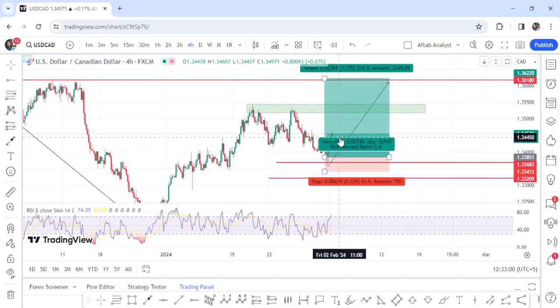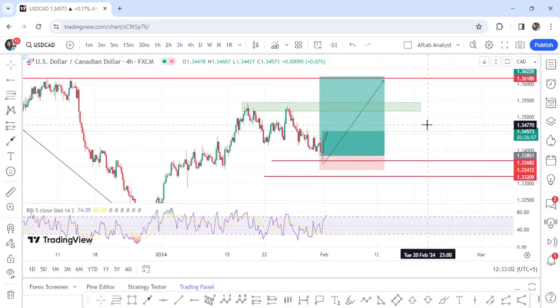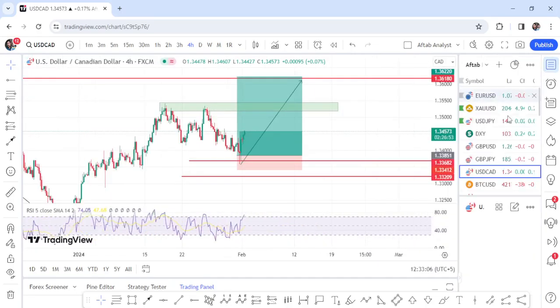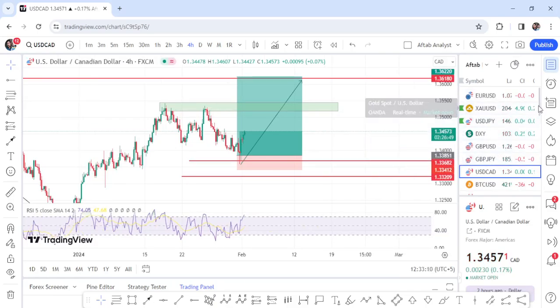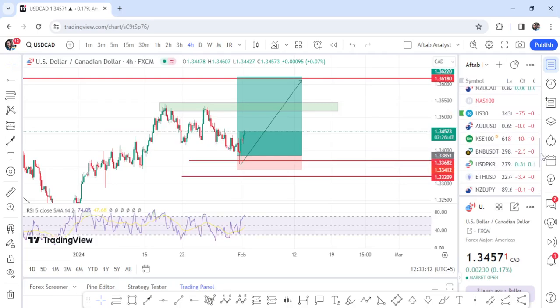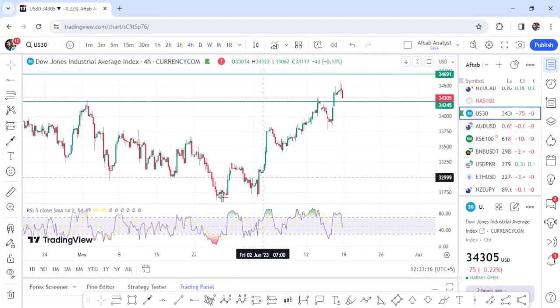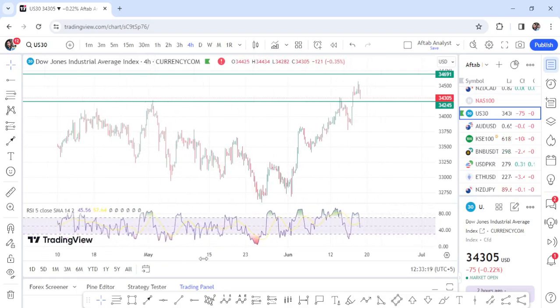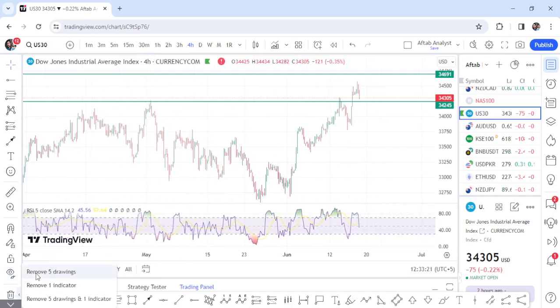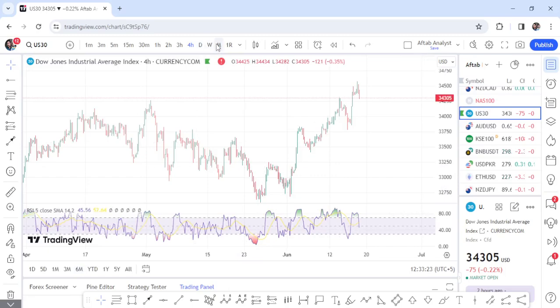So this is one trading setup that this particular strategy gave me. Now since I have a bit of time, let's quickly discuss some other pair. Most probably, let's have a look at US30. I just want to show you how this whole thing works. Then you can apply it on your charts and you can make a lot of money.